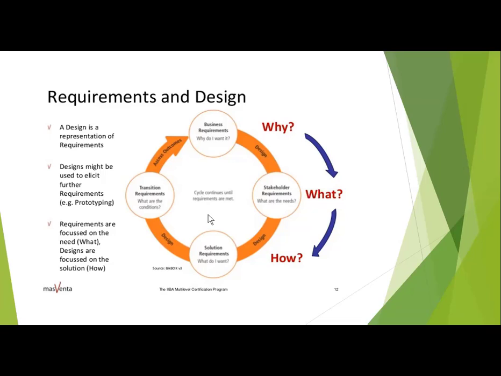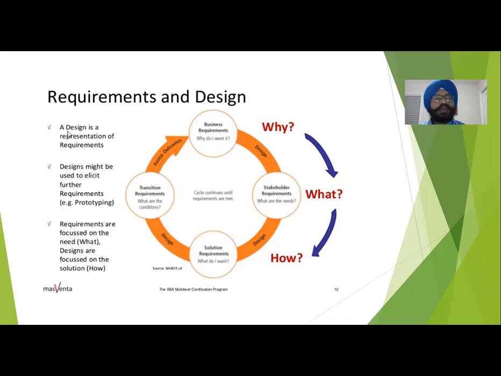That is why another important aspect of sign-off comes into picture. When we are talking about the sign-off, we are talking about whatever requirements we have documented, those are reviewed or finalized or approved by the stakeholders. So that's very important here. What exactly is a design? Design is a representation of requirements, and design might be used to elicit further requirements, prototyping.